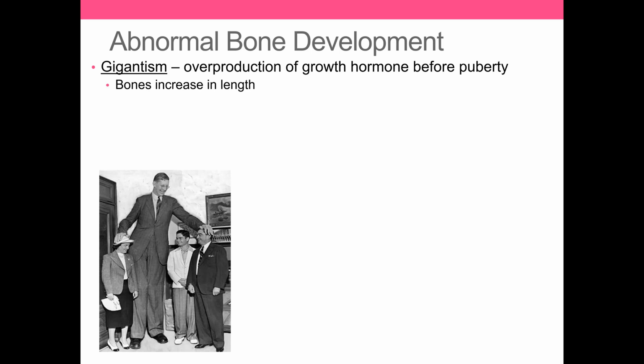So we looked at what happens if you have too little growth hormone before puberty. That causes pituitary dwarfism. If you have too much growth hormone before puberty, that causes gigantism. All of your bones increase in length. And so this results in super tall people. This would be like the people in the Guinness Book of World Records for being the tallest people.